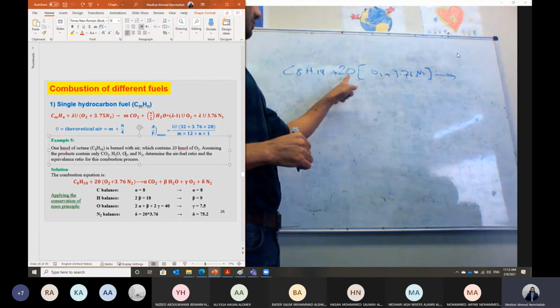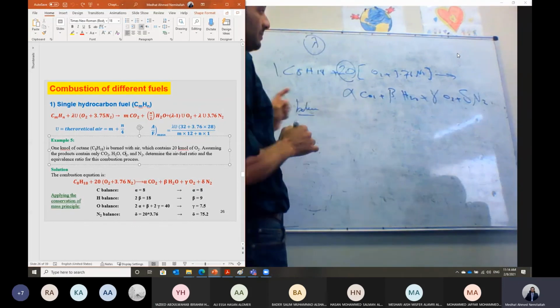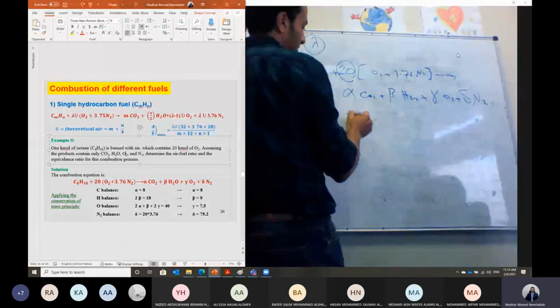So make a carbon balance for the carbon atoms. We have 1 multiplied by 8, which should equal the carbon in the product, alpha. So alpha should equal 8 in this case. What about the hydrogen balance? We have 18 hydrogen in the reactant, and in the product we have beta multiplied by 2. Then in this case we can calculate that beta should equal 9.